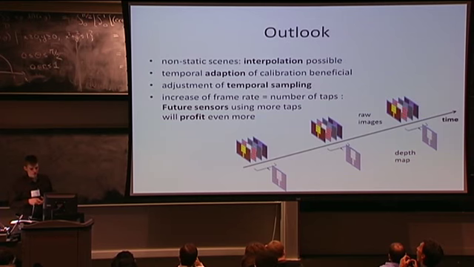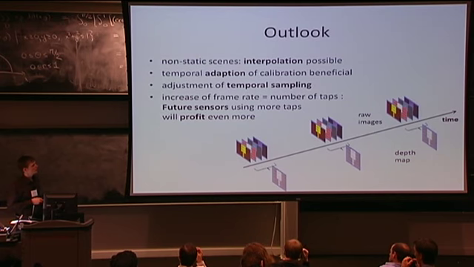And I would like to mention that future sensors will profit even more from this technique. Future sensors using more taps than only 2, because the speed up of our method compared to the standard method is equal to the number of taps used by the sensor.